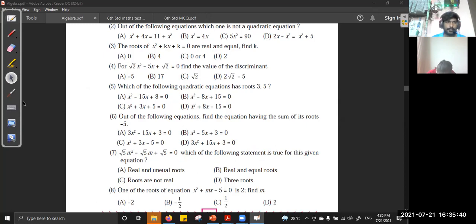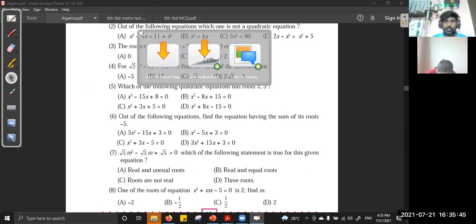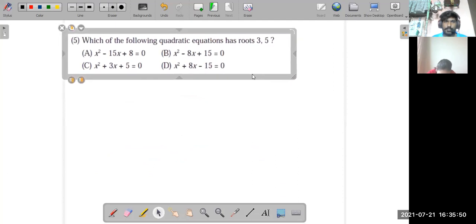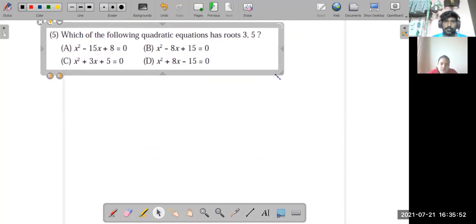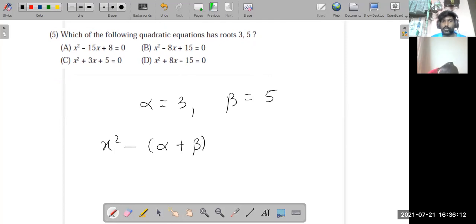Fifth one. Which of the following quadratic equations has roots 3 and 5? Which formula? Now, here roots are given to you. Roots are given, 3 and 5. That means alpha and beta. Use the formation formula, X square minus... Yeah, I got it. Then see which of the equations it matches.